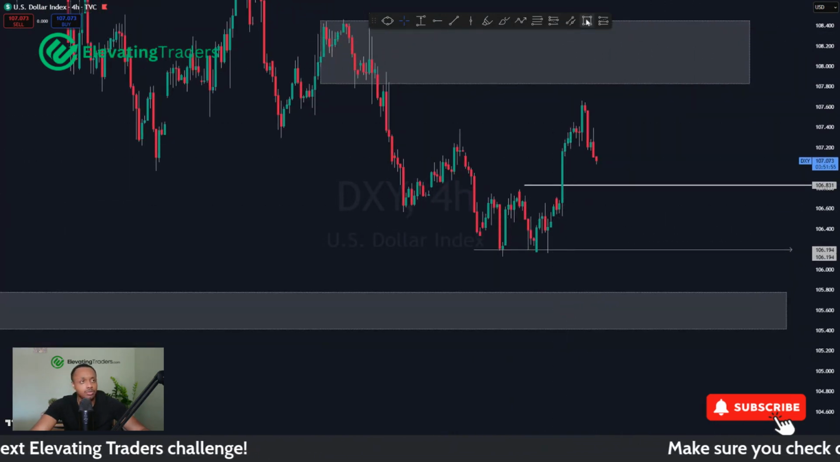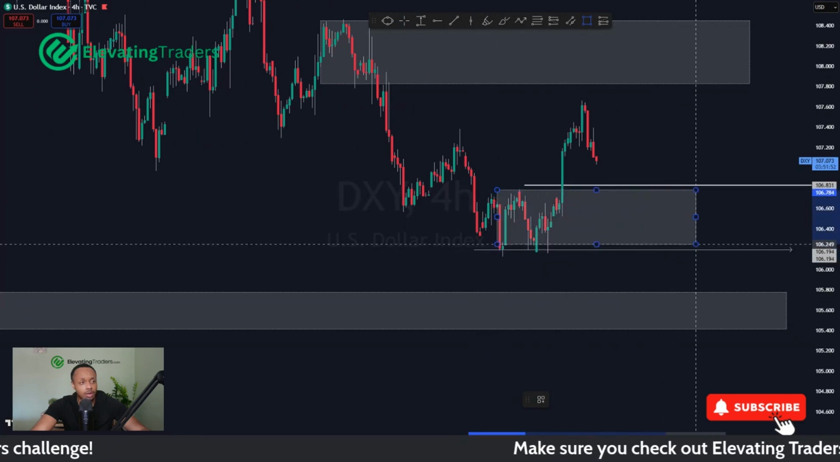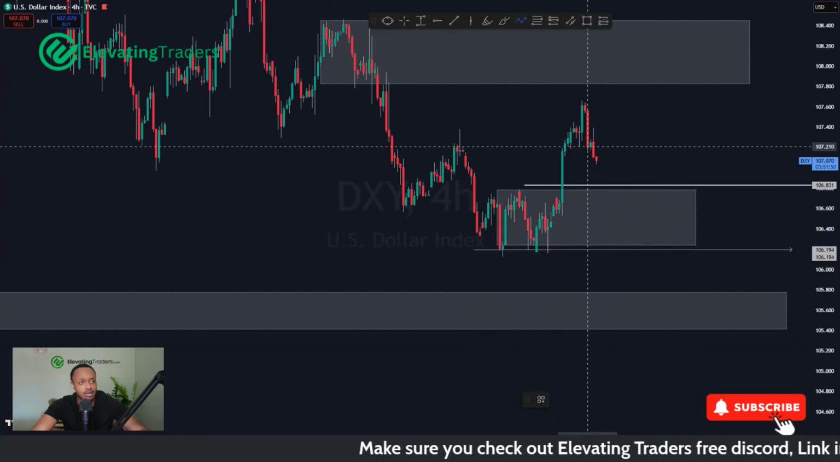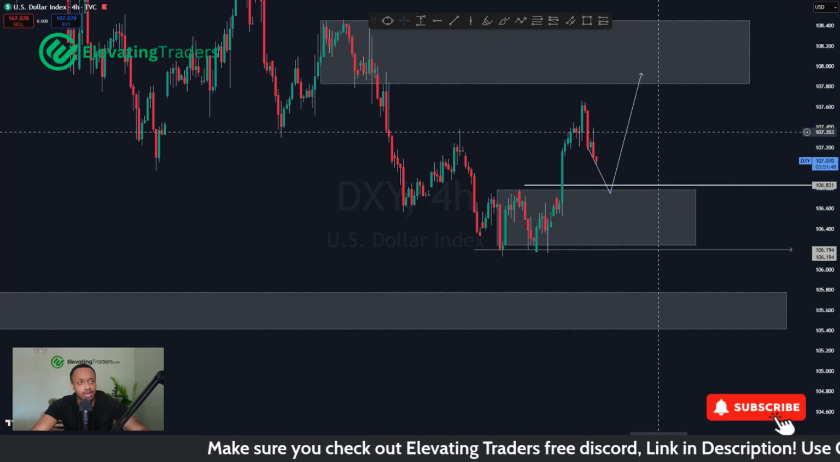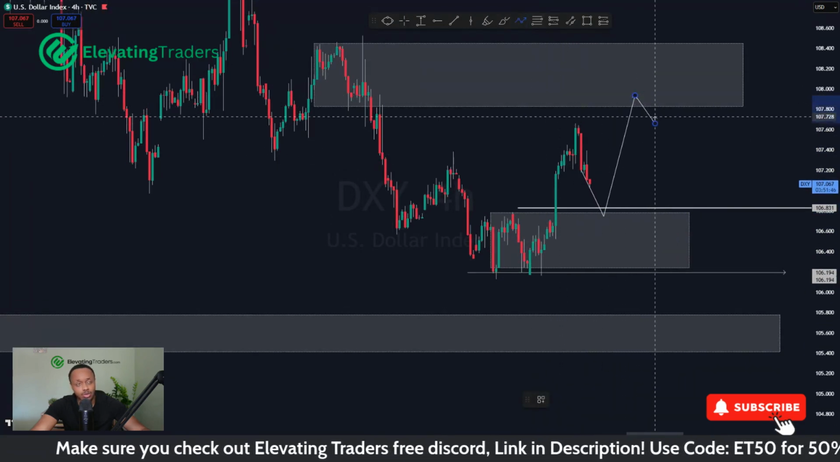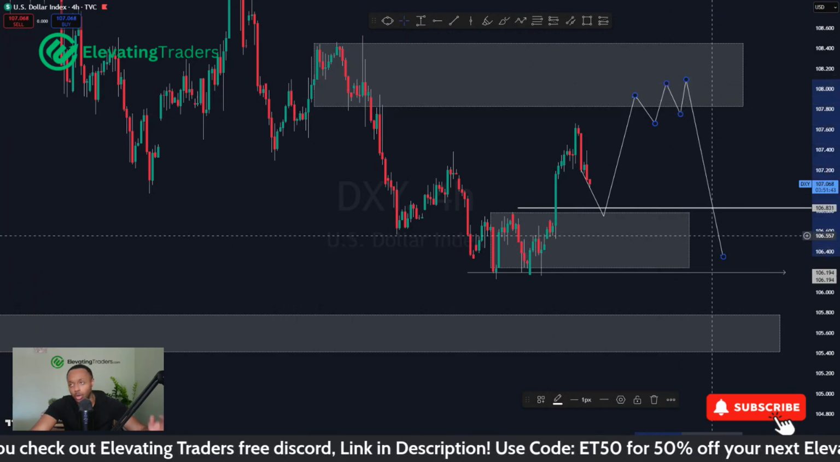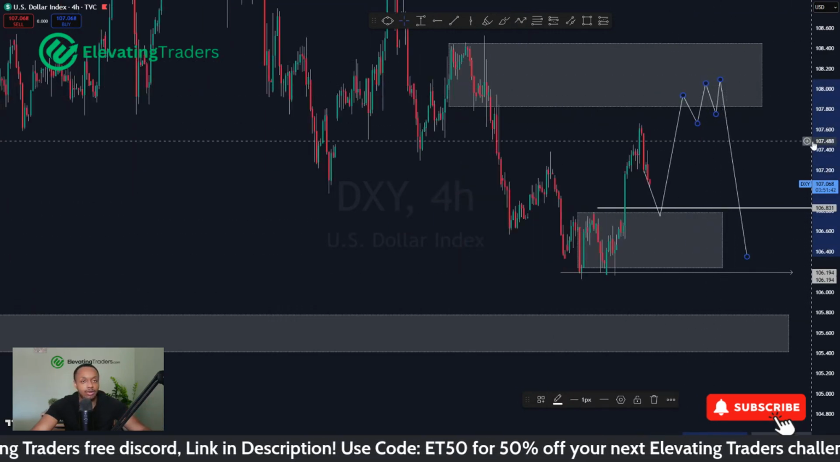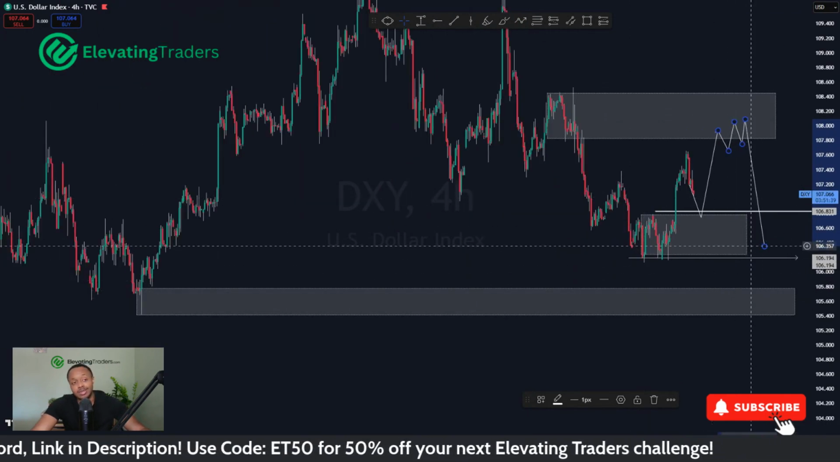Possibly. I mean, that would be beneficial for myself as well. If price can come back, retest that consolidation, and see some upside, and then I can get my shorts maybe later in the week from this area here. 108 slash 108.2 is the area I'm focused on. So yeah, with USD, that could be a nice place for a long.